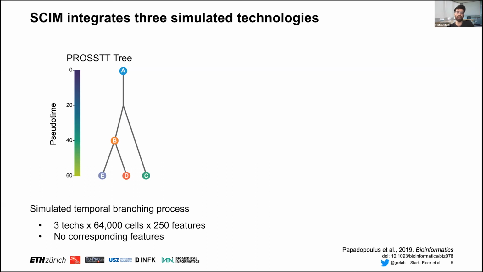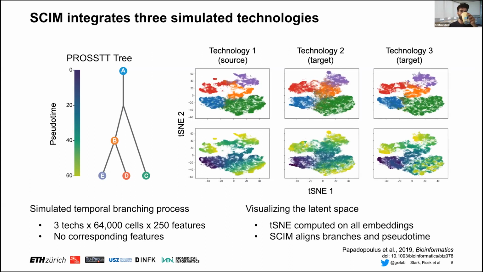So this means that the 3 datasets that we consider have the same underlying structure that's defined by this tree, yet each of their feature sets follows different parameterizations, so you can't directly compare features between technologies. So we choose one dataset as a source technology, and we initialize the latent space by training a VAE. Then we run SCIM to embed and align all technologies into the shared latent space, supervising using the branch label.